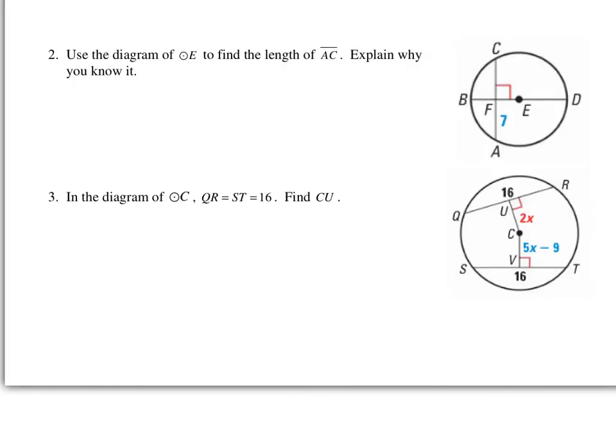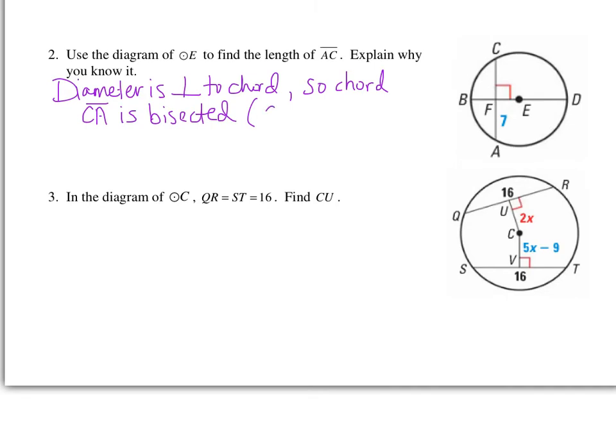For number 2, we can see that this diameter is perpendicular to a chord. So this means that the chord is being bisected. So this means that CF is congruent to FA, since those are the pieces that it's bisecting, so we know these are going to be congruent. So that means that CF is also 7, but if we want to find the length of AC, AC is double that, so we would have 14.